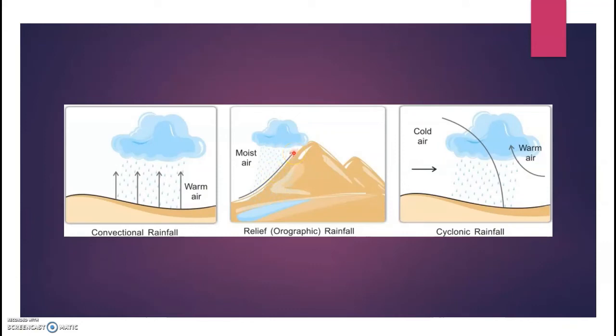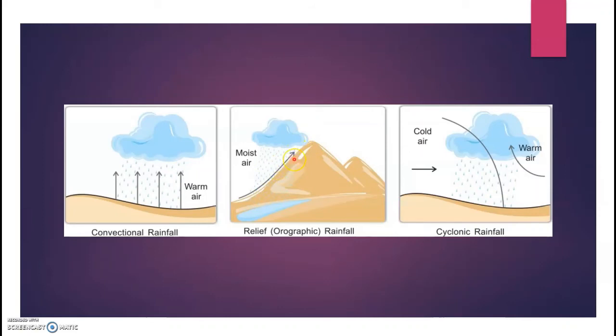After giving rain on the windward side, when these winds reach the other slope, they drop away and their temperature increases. Then their ability to take in moisture increases and hence these leeward slopes remain dry and rainless. The region situated on the leeward side is known as the rain shadow area. So this is the rain shadow area and this is the windward side.